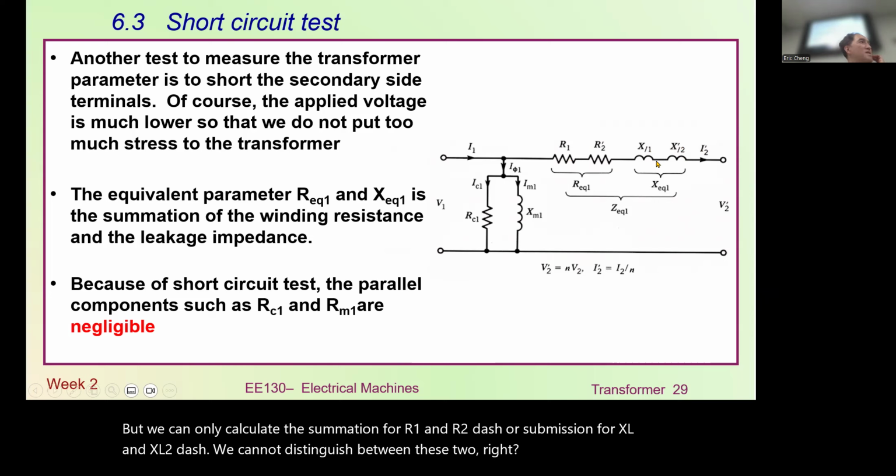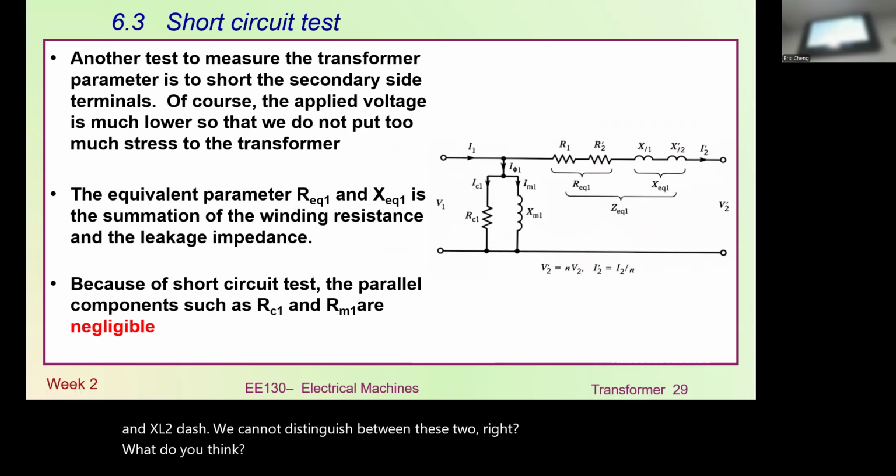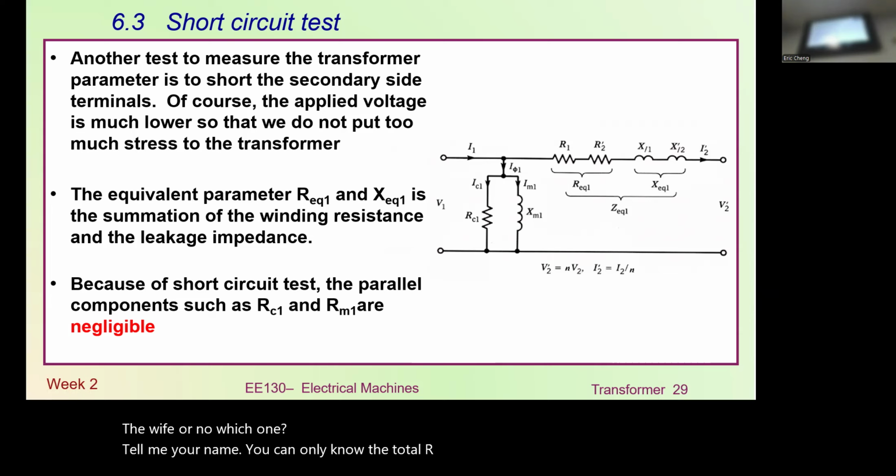What do you think? That means we cannot divide or know which one. You can only know the total. You don't know which. That can be a problem. You can only know the total R1 plus R2 dash. You cannot know one of them.